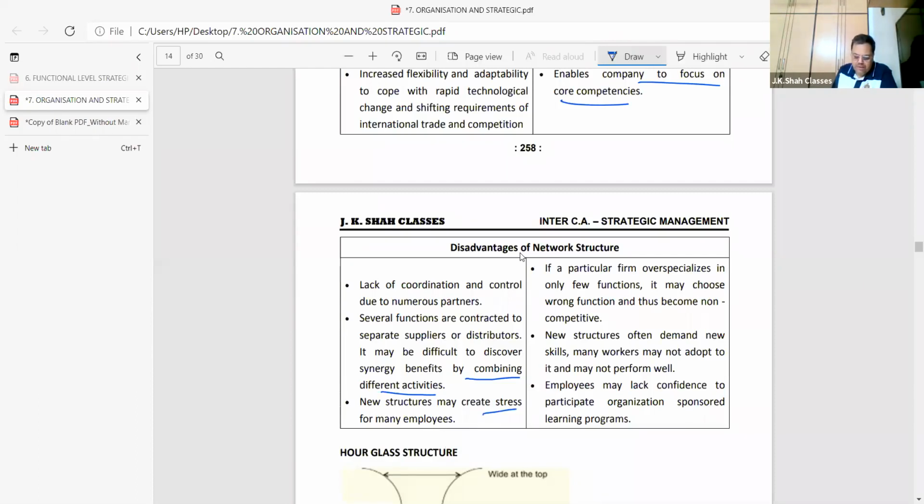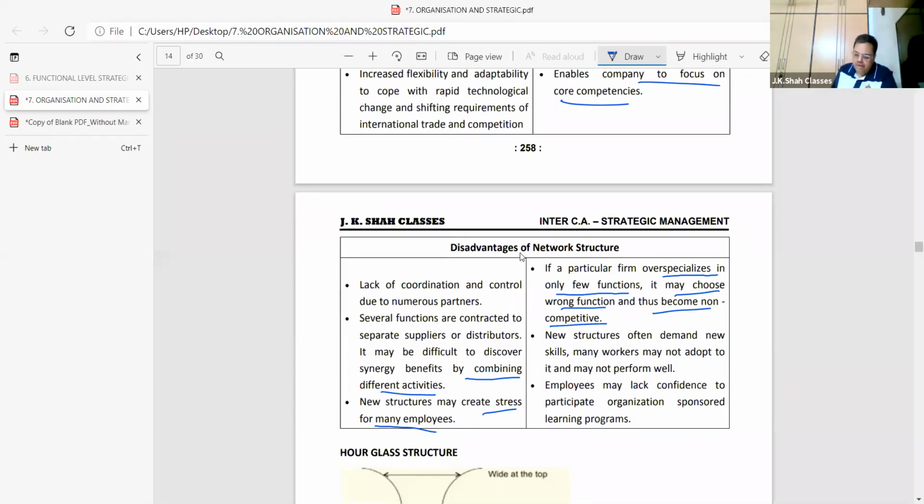New structure may create stress for many employees, obviously. If a particular firm over specializes in only few functions, it may choose wrong function and thus become non-competitive. Meaning what? One particular company is making good shoes, but still, bacha, these shoes don't sell so well, and they start making for Nike. Then one day that company gets a feeling, I should have made what? Come on, shoes on my own. Then he says, no, I don't want to continue with you. So relations get spoiled, isn't it?